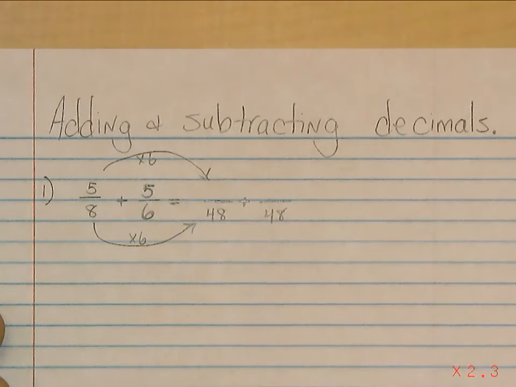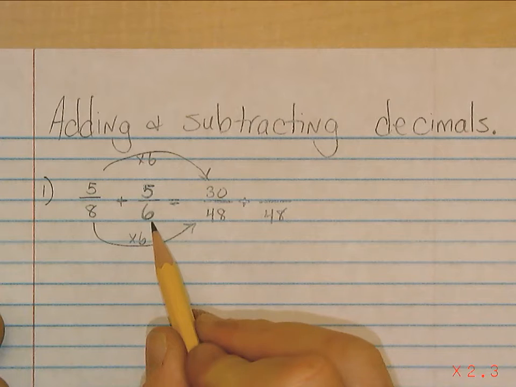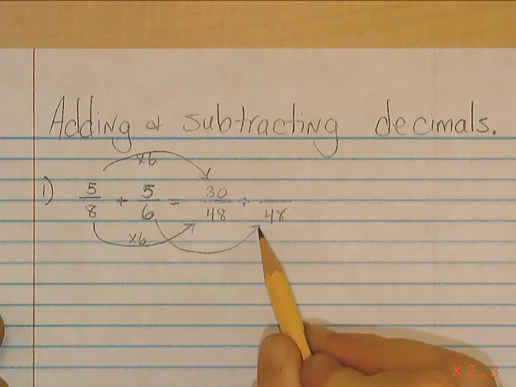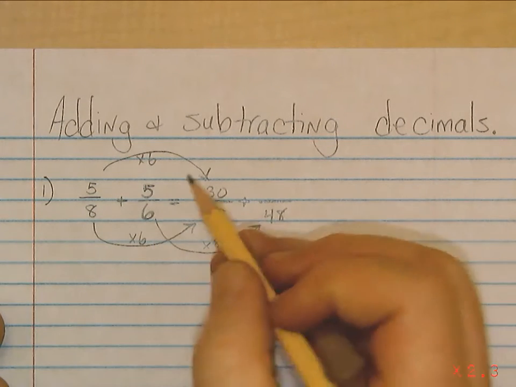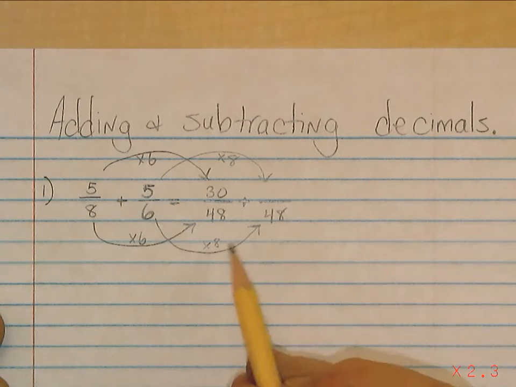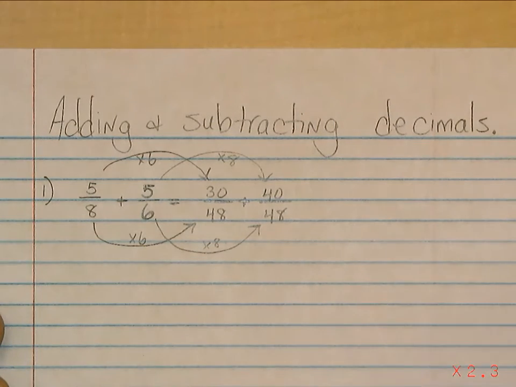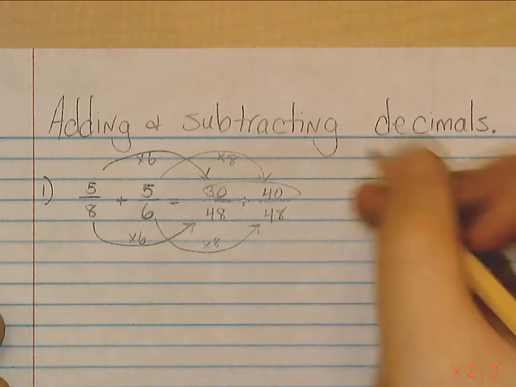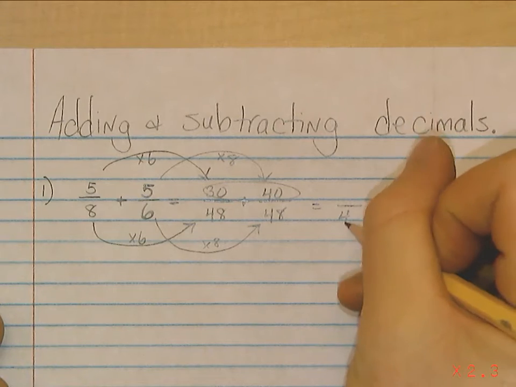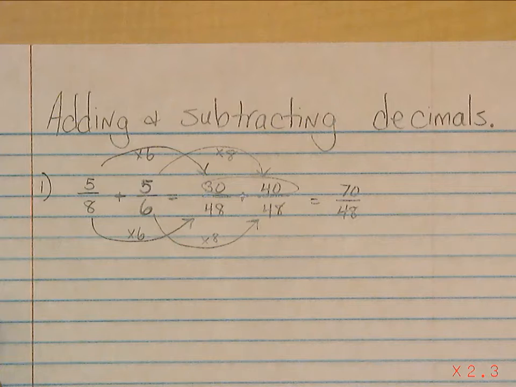So 5 times 6 is 30. Same thing with this 6 here. 6 goes into 48 8 times. 5 times 8, because you're going to multiply by the same number, right? So that's going to be 40. And then we can add the numerators, keep the same denominator, and that will become 70 over 48.